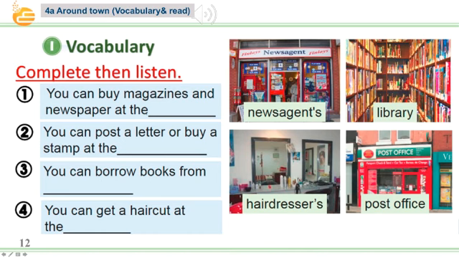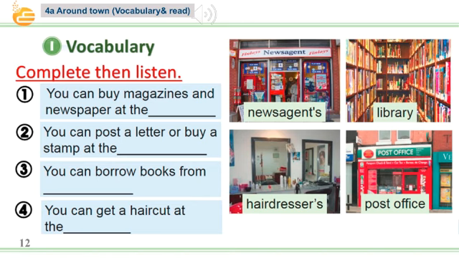Listen carefully. Module 4, Places. 4A, Around Town. 1. Vocabulary. Complete the sentences with the places in the box. Then listen and check your answers. 1. You can buy magazines and newspapers at the newsagents. 2. You can post a letter or buy stamps at the post office. 3. You can borrow books from the library. 4. You can get a haircut at the hairdressers. 5. You can book a holiday at the travel agents. 6. You can get medicine from the chemists. 7. You can buy fruit and vegetables at the market. 8. You can buy flowers at the florists.